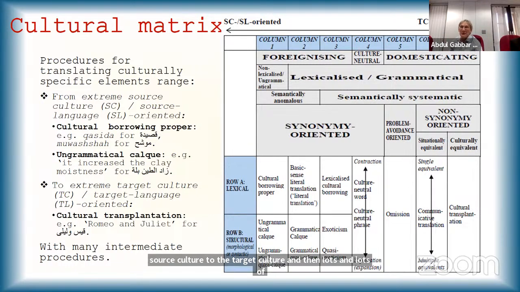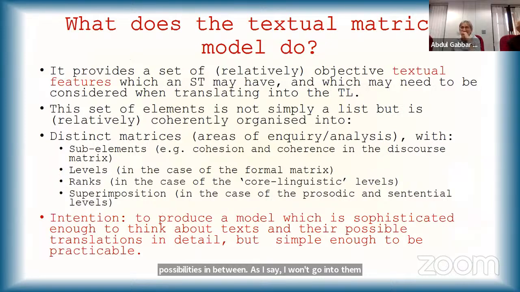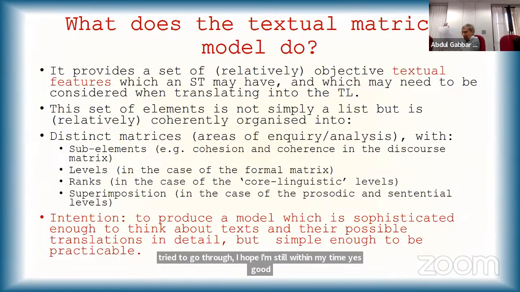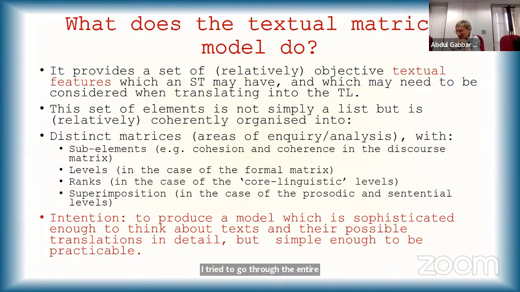As I say, I won't go into them. So this issue, I've tried to go through. I hope I'm still within my time. Yes, good. I've tried to go through the entire set of matrices, levels, ranks, and also superimpositions. So that sort of covers everything. I think it's worthwhile saying, well, what does this do? And then what does it not do?